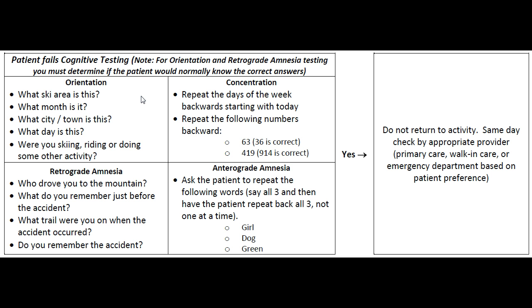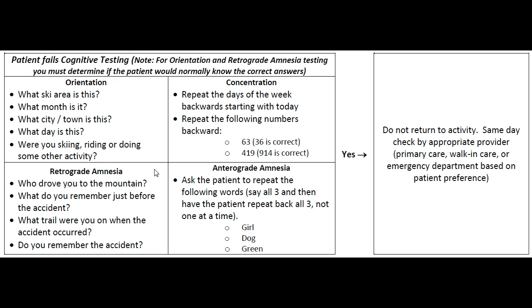You want to assess their concentration, so repeat the days of the week backwards, starting with whatever day it is. So start with today and go backwards, and then repeat the following numbers backwards, 63 and 419. Now, you're listening to them and assessing them, and so it can sometimes be hard for you to figure out what the correct answer is. So they're included on this tool. So 63 backwards is 36, 419 backwards is 914. So just make it a little easier on yourself so you don't have to sit there trying to figure them out too.